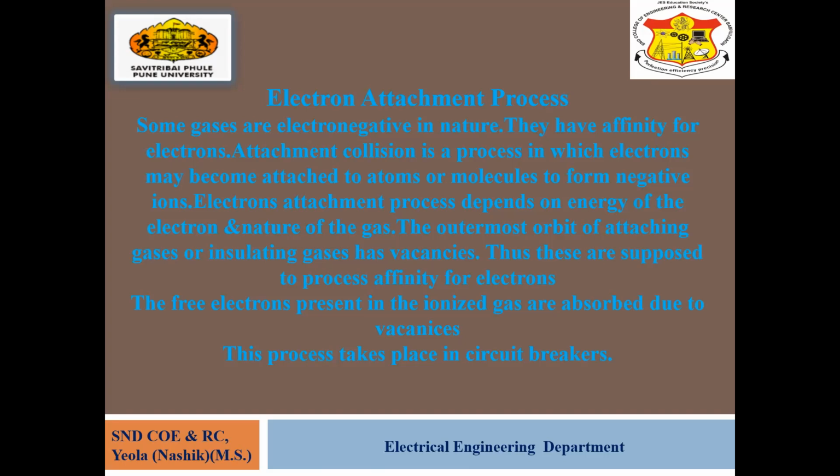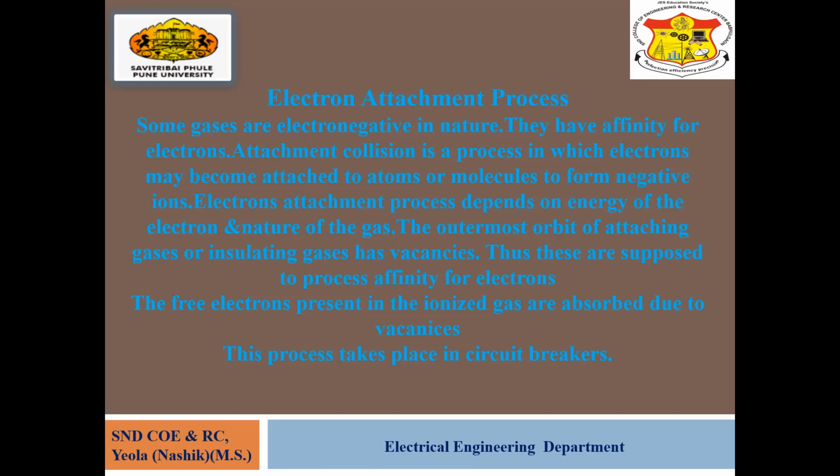Up till now, the electrons are ejected. But now in this case, the electrons are absorbed. Why absorbed? Because the nature of these gases is electronegative. It means they have an affinity for the electron. Attachment is a process in which electrons become attached to the atom to form a negative ion.